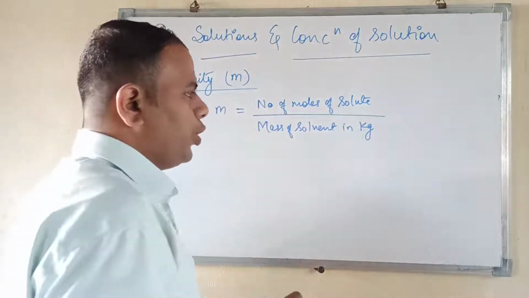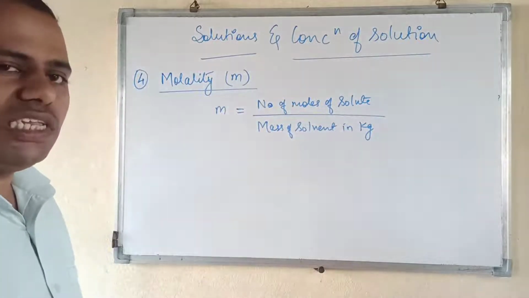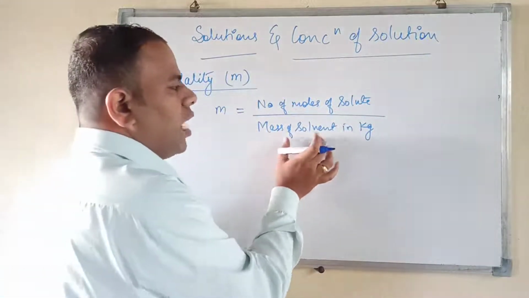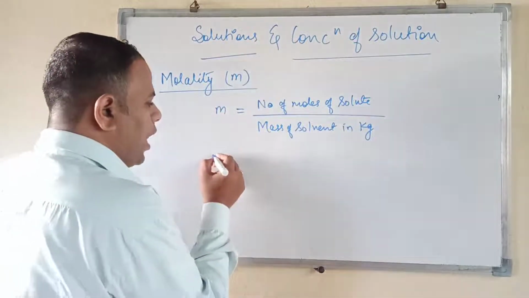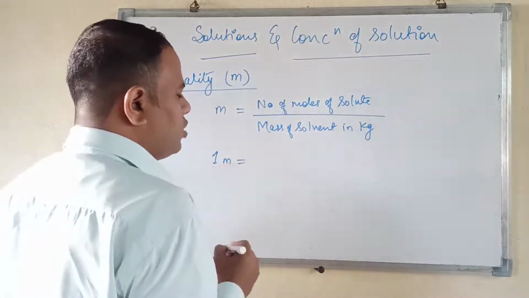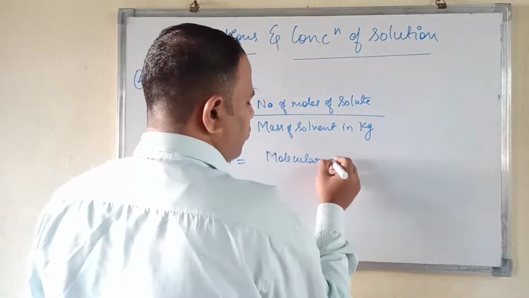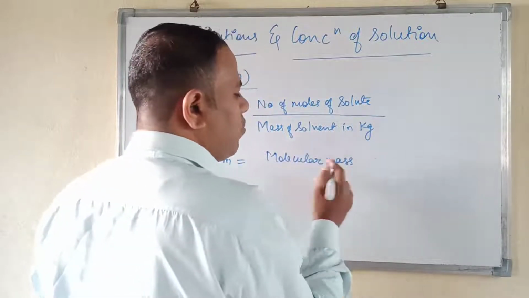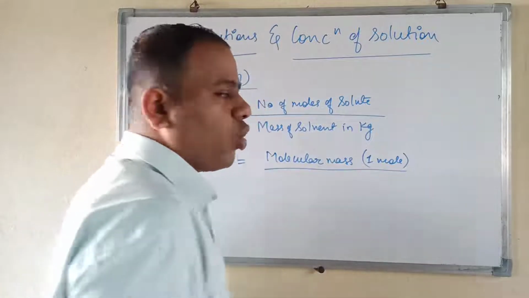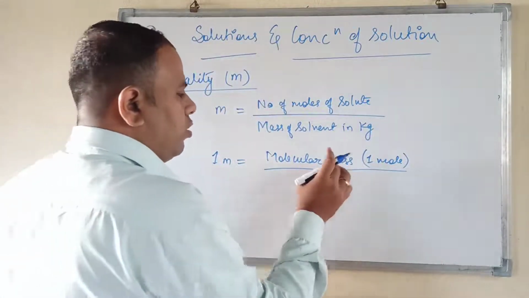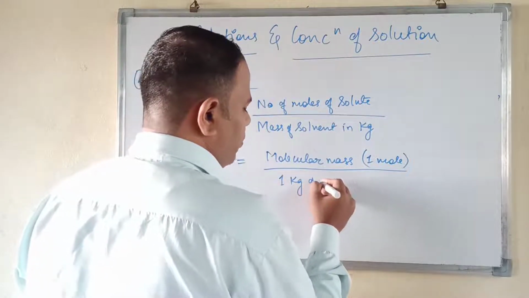Remember, I already told you in the molarity section how to calculate the moles of solute: it is mass by molecular mass. Here the mass of the solvent should be in kg. Whenever I have to prepare a 1 molal solution, I have to mix the molecular mass. Why molecular mass? Because a molecular mass of a substance is always 1 mole of that substance. So we have to mix the molecular mass in 1 kg of solvent.